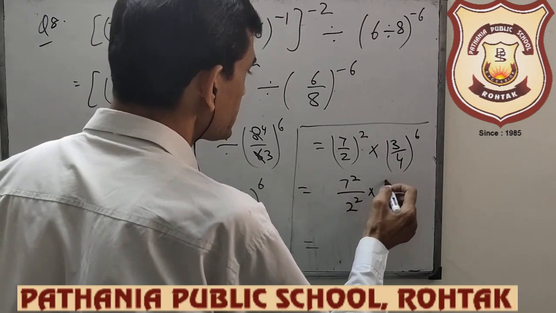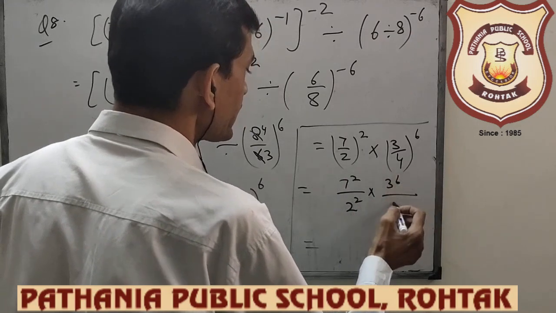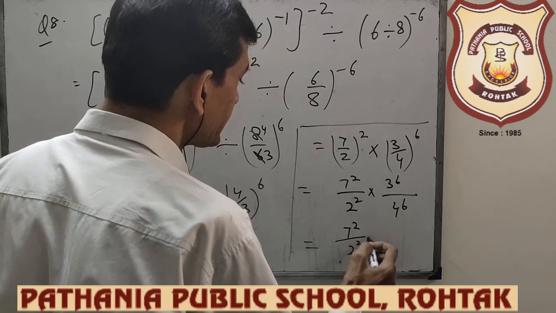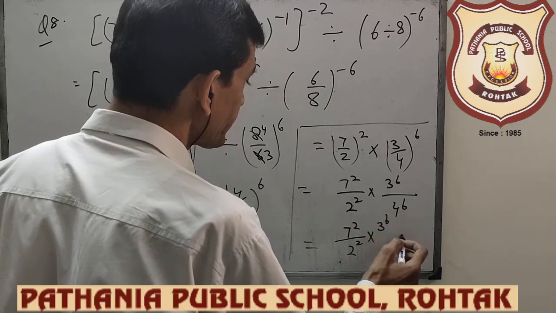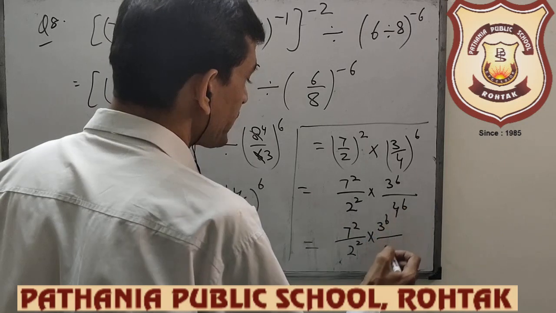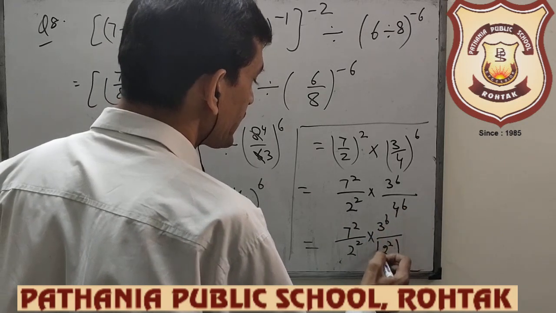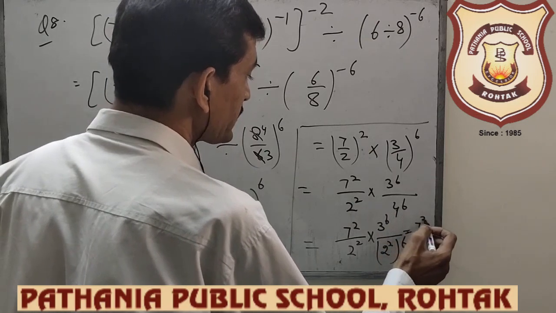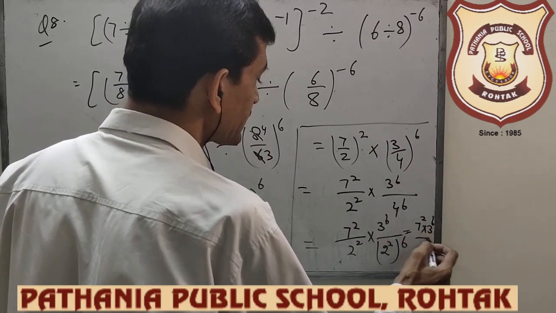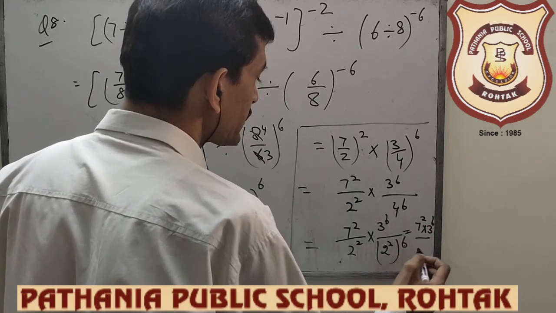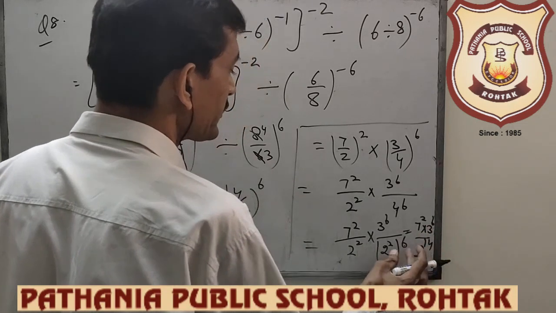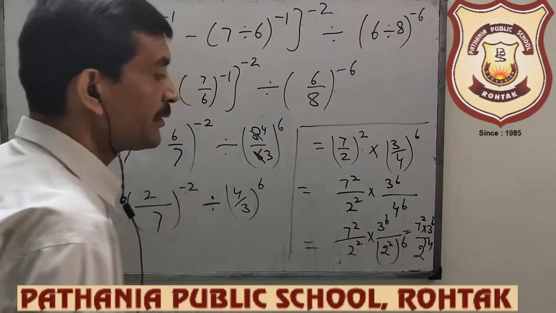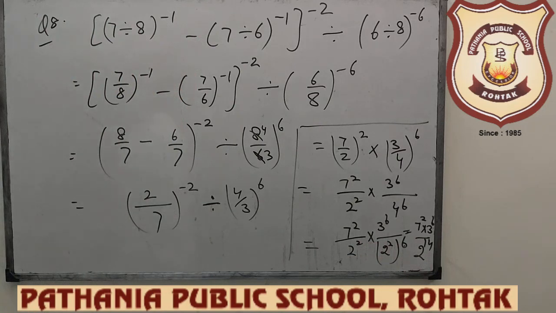power 2 into 3 raised to the power 6, and this is 4 raised to the power 6. What is this? 4 you write as 2 raised to the power 2 and 6 as it is. Now you can write the answer 7 2 into 3 raised to the power 6 upon 2 raised to the power 14, 12 this and 2 this, product is there, so 2 plus 12 is 14. In this way you can write the answer.